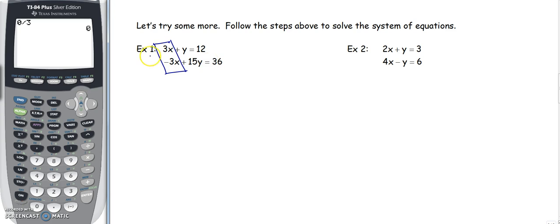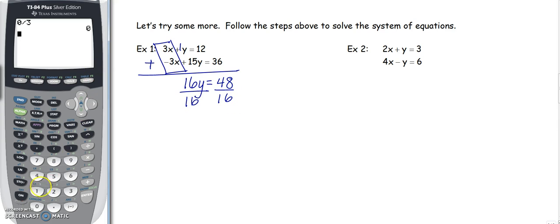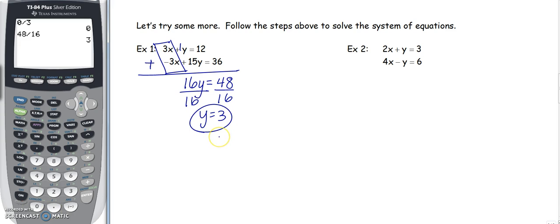So because of this, I can go ahead and add them together because I know when I add them together, my x's are going to cancel out. They're gone. Now I have 1y plus 15y is 16y equals 12 plus 36 is 48. When we divide by 16, if you don't know what that is, we can always use our calculators. So 48 divided by 16 gives us 3, so y is going to equal 3.